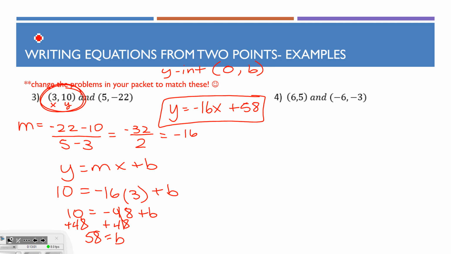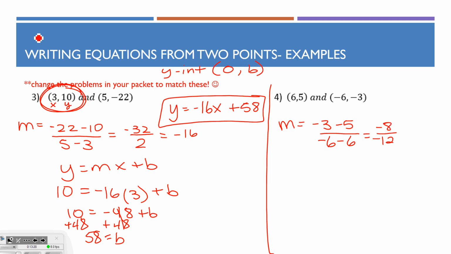Okay. Last example that we're going to do together. So 6 comma 5 and negative 6 comma negative 3. If I need to write the equation, always start with the slope, right? y2 minus y1 over x2 minus x1. Negative 3 minus 5, negative 8. Negative 6 minus 6 is negative 12.